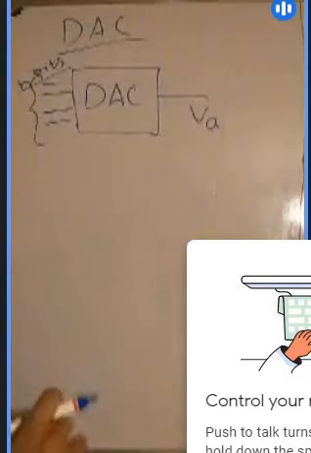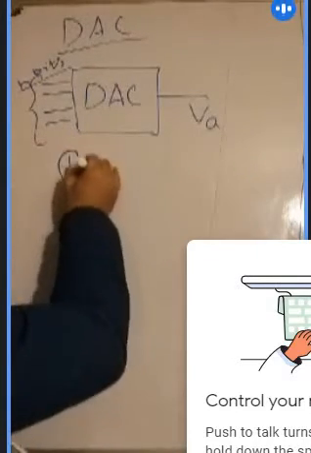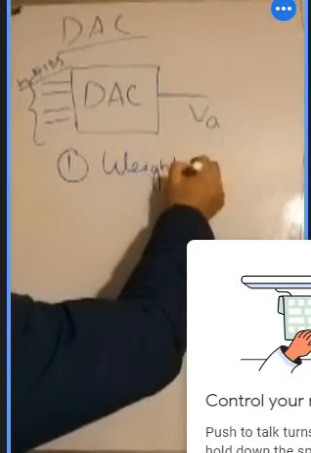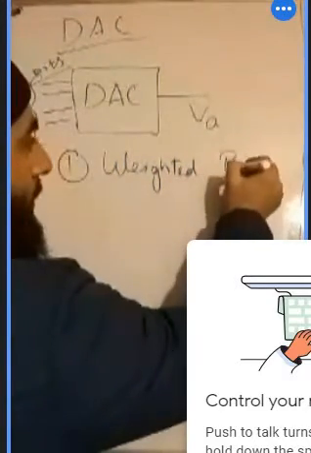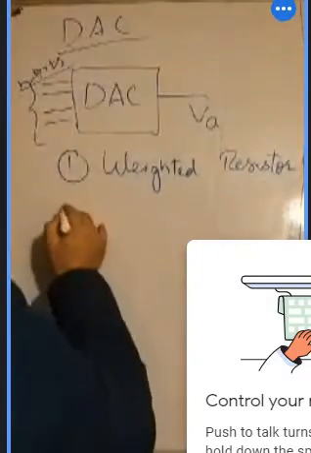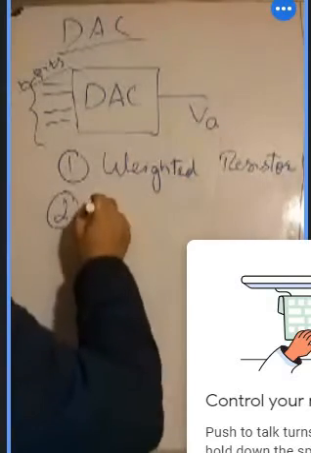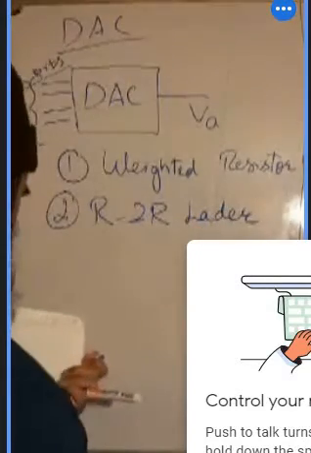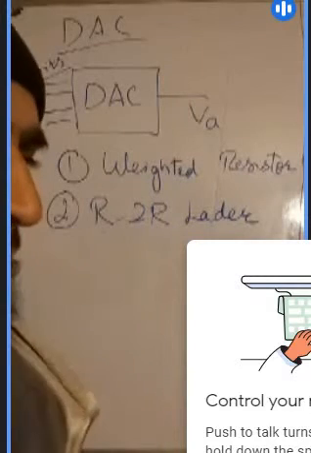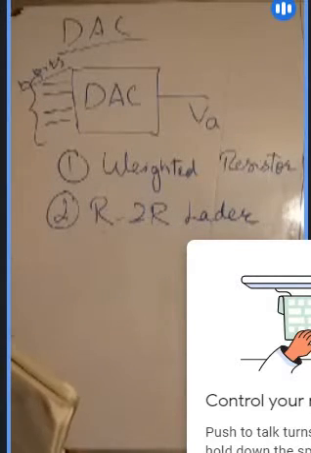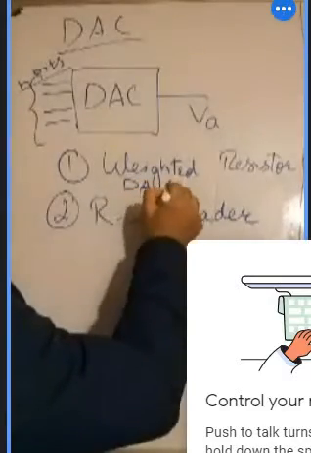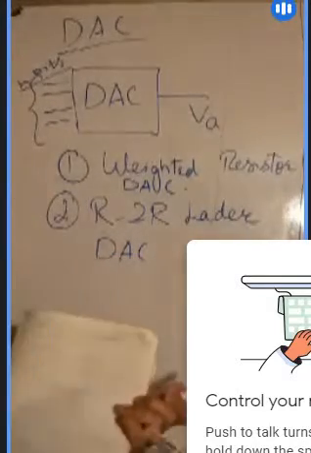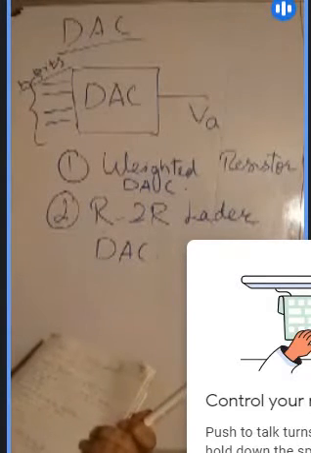So we must also study digital to analog converters. And what are they? We have a few examples of digital to analog converters. One is weighted. Can you read these two for me? Any one of you? Weighted resistor DAC and R2R ladder DAC. That is digital to analog converters. So these are the two types of digital to analog converters we may see as we move on.